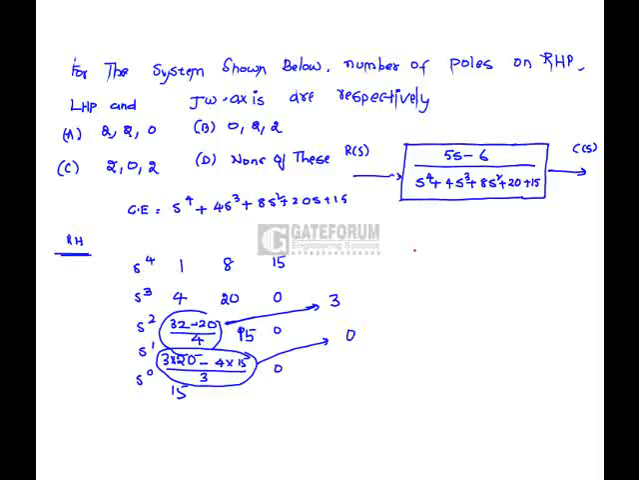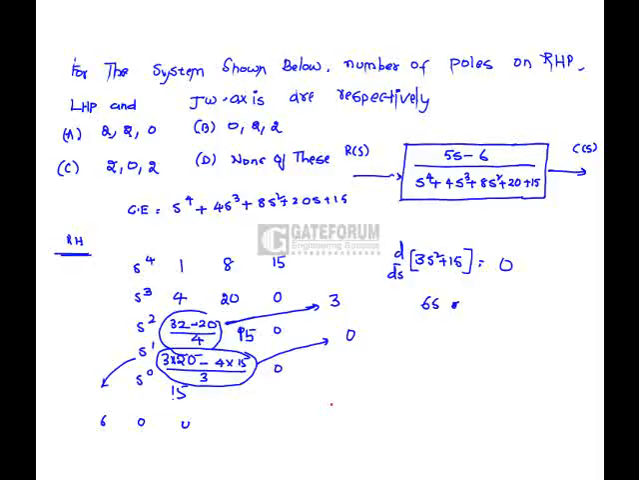So we have to take the auxiliary equation 3s square plus 15 and differentiate it, d by ds, since we have to make it 0. So 6s, so the value of this element is going to be now 6. We have to replace the s1 row with 6, 0, 0. Now here 15 is 15 as it is. So there are no sign changes in the first column after replacing the s1 row with elements 6, 0, 0.